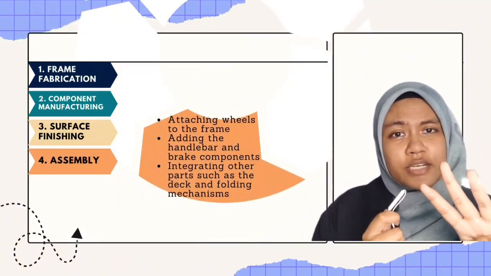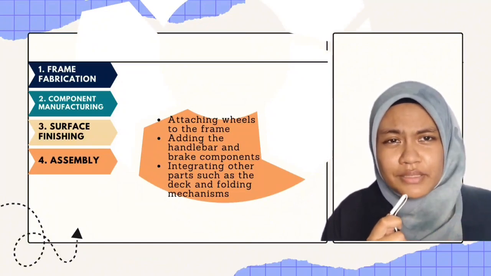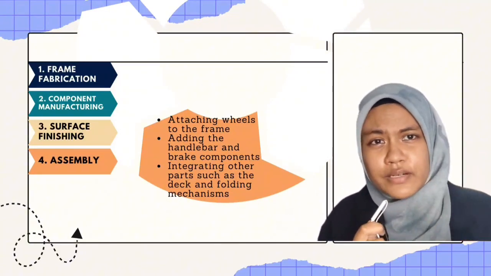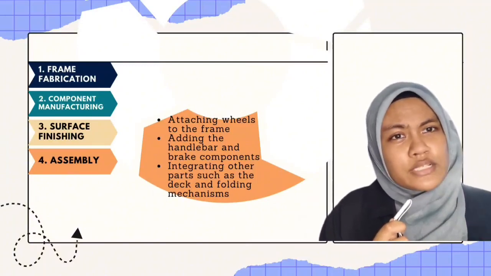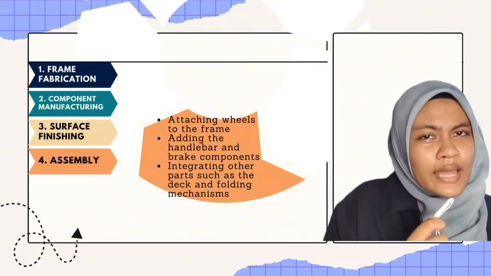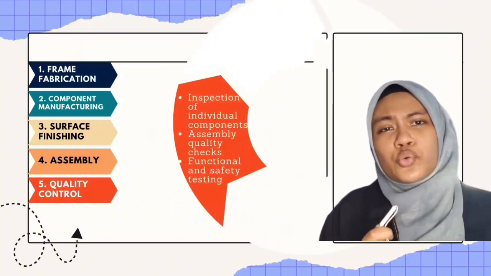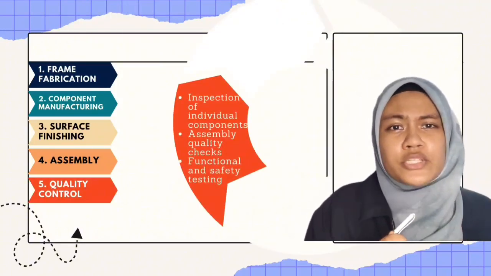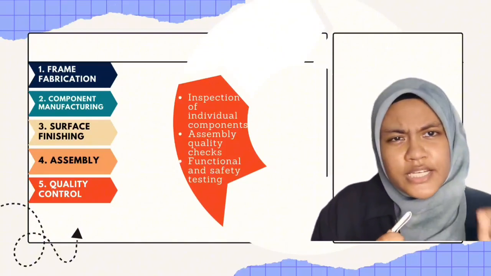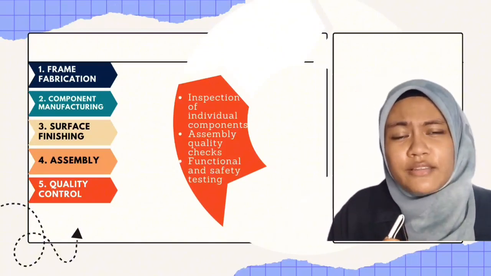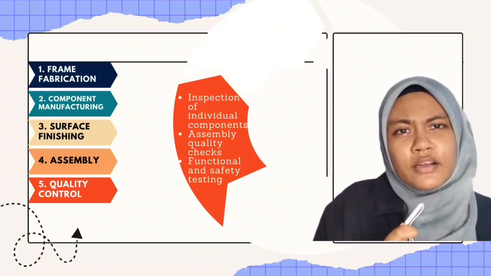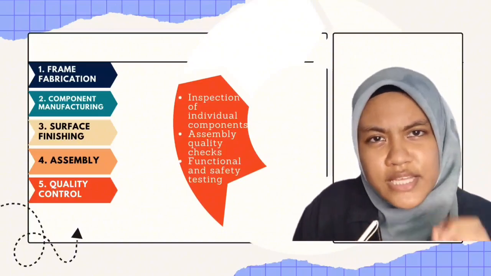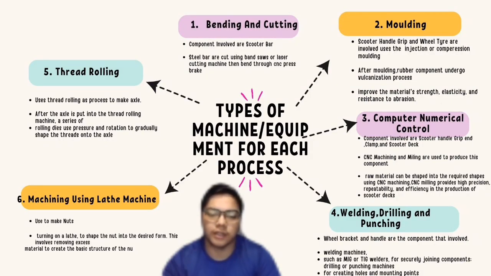The fourth stage is assembly. In order to assemble the entire scooter, all of the manufactured parts are combined. This entails fastening the handlebars, brakes, wheels, and other components to the frame. Lastly is the quality control. Throughout this entire production process, quality control is included. This involves checking at different points in time to ensure the components, materials, and finished assembly all adhere to performance, quality, and safety requirements.